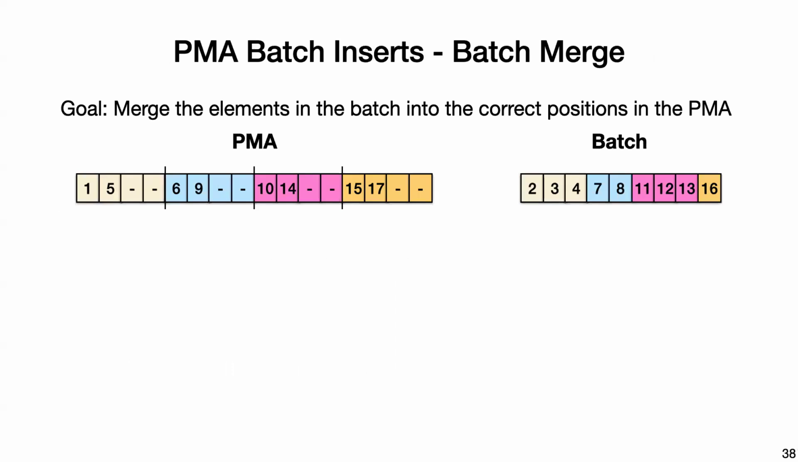So this is an example. Here's the PMA, and here's the batch. The colors are which node they're going to go into. So these tan ones, 2, 3, 4, are going to go in here. 7, 8 are going to go in there. 11, 12, 13 will go in here. And 16 will go in there.